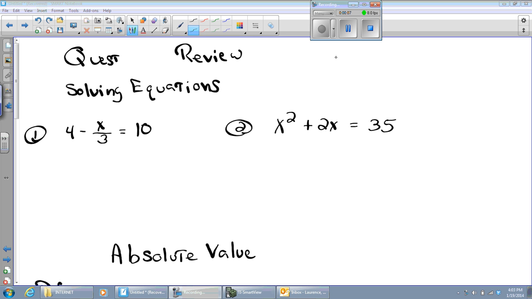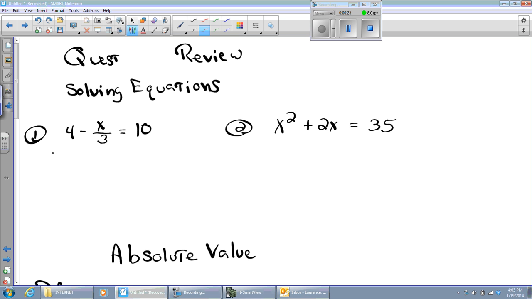And the first part is solving equations. Remember, we have to determine if it's a linear, quadratic, or cubic. If it's linear, we're going to work to get x alone. If it's quadratic, we're going to get the equation equal to 0, and then we're going to look to factor it. So let's check out this first one.